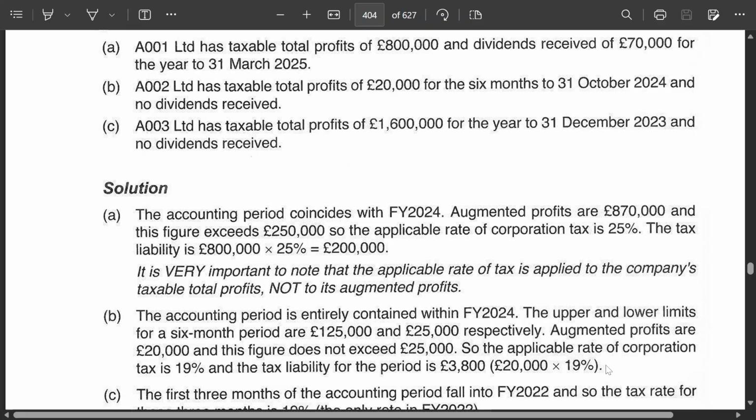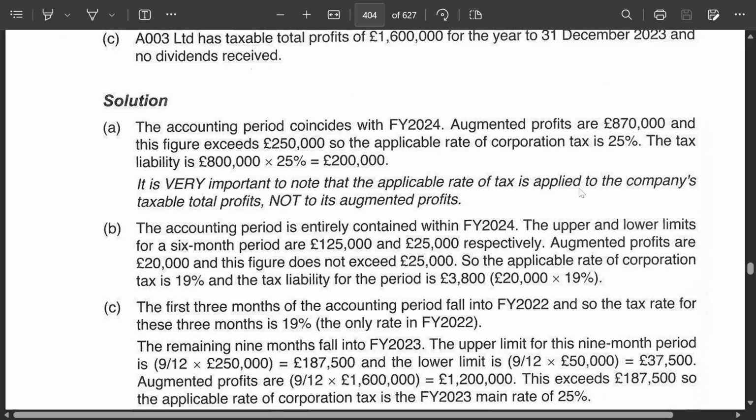All right, number 3. Let's look at number 3. Now this is slightly more complicated. Now, 1.6 million for the year to December 23. Now, the year to December 23 is not falling neatly into your tax year. Please don't forget your tax year, okay? Your tax year is running from 1st of April to 31st March. So this one is not falling neatly into the tax year.